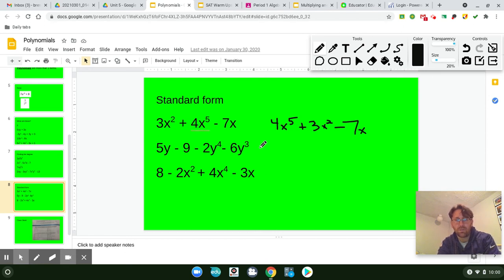I'll show you one more. Show you this one. Again, highest exponent is 4. So we start with negative 2y to the 4th minus 6y cubed plus 5y. So that's a positive 5y, and then minus 9. And again, double check, just make sure your exponents go from greatest to least.